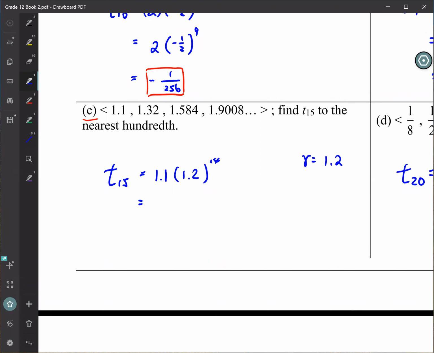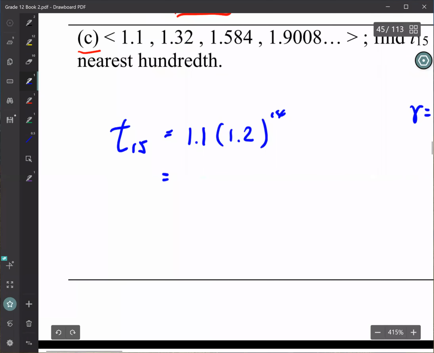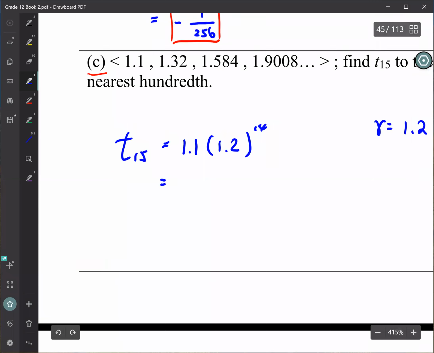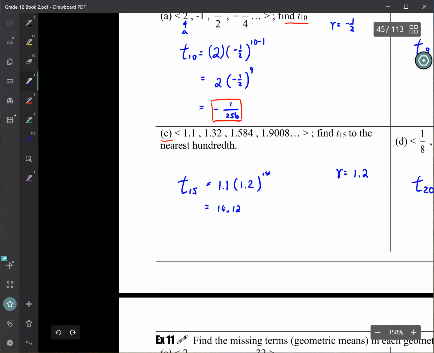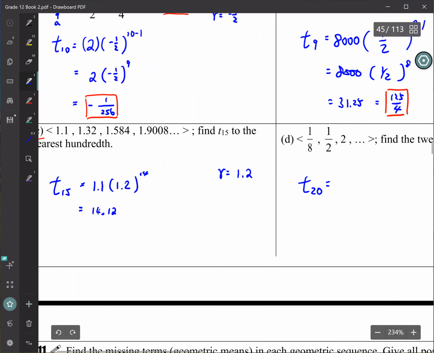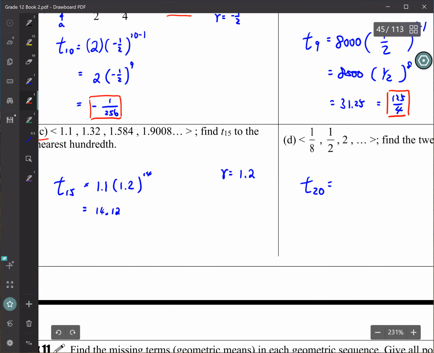Cindy, what's your answer for T15? 14.12. 14.12, okay. To the nearest hundredth, right? Okay. Tiana, do you have the same? 14.12? Yeah, okay. All right, last one. Please raise your hand if you finished.